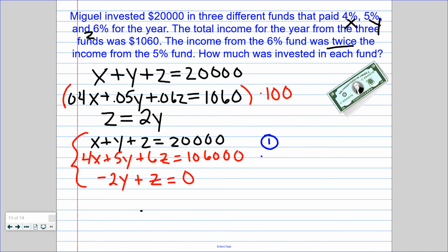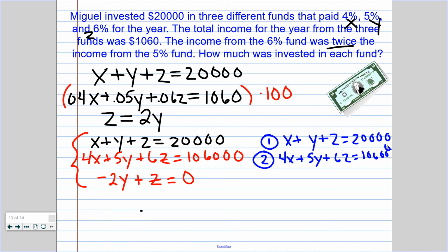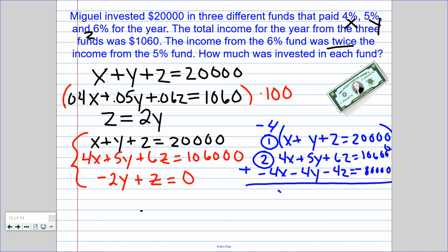You're going to pair up equation 1 with equation 2, and you're going to remove the x's. I'm going to multiply the top equation by negative 4. So I'll have a negative 4x, a negative 4y, a negative 4z, and then I will have a negative 80,000. From there, I can add my equations together. X's cancel. Y's will give me a 1y. Z's will give me a 2z. And on the other side, I have 106,000. And then I'm adding a negative 80,000, which is going to give me 26,000. We'll call that equation 4.